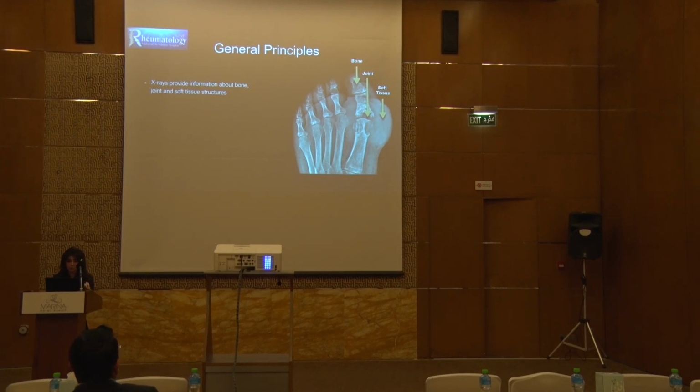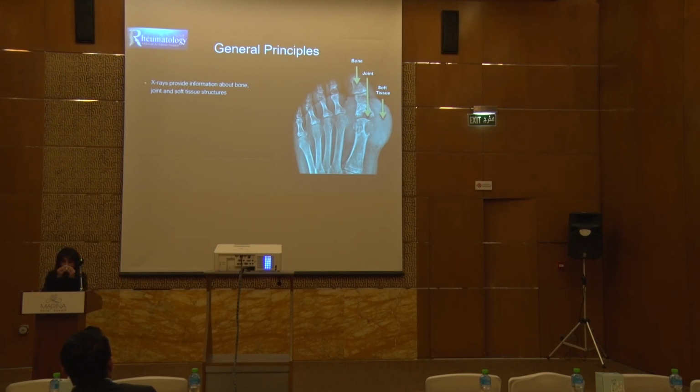This is the joint. And actually, this space is not empty. You know what's there in that space? Cartilage. Okay, so there is cartilage there. So this represents cartilage. So when you order a joint X-ray, you can see the bone, any changes in the bone, any changes in the soft tissue, or any changes inside the joint.